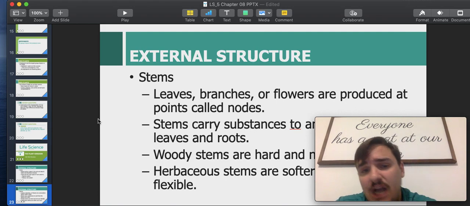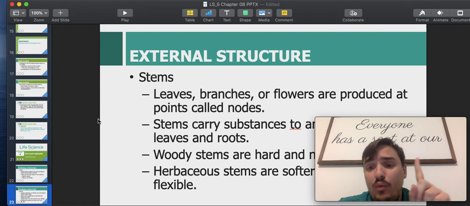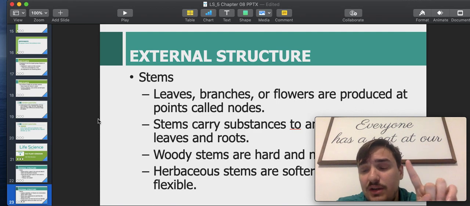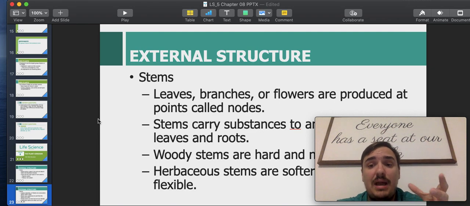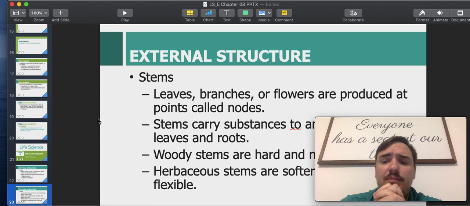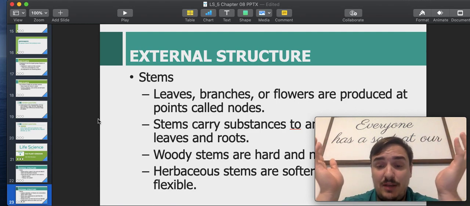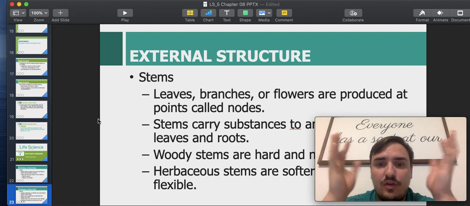Now there are two types of stems that we discussed. You have a woody stem and a herbaceous stem. A woody stem is like a tree trunk, it's just made of wood. And then a herbaceous stem is green. Now the difference here is that woody stems tend to be firmer and more rigid, whereas herbaceous stems tend to be more flexible. Okay, but their roles are going to be very similar.